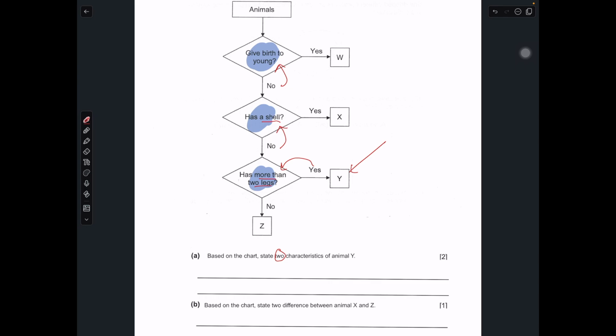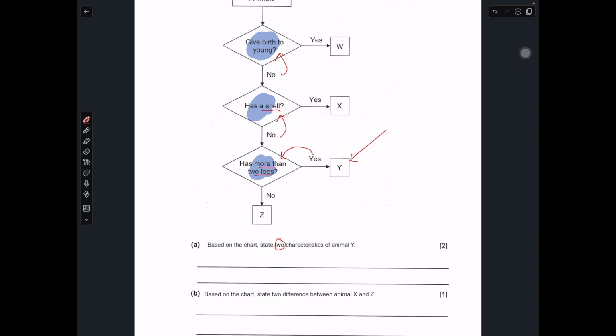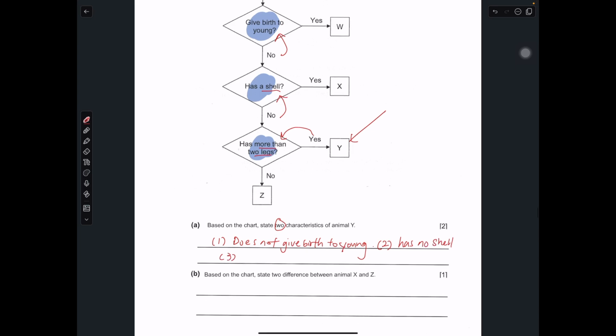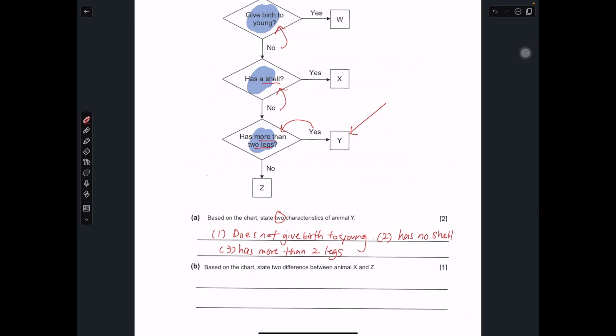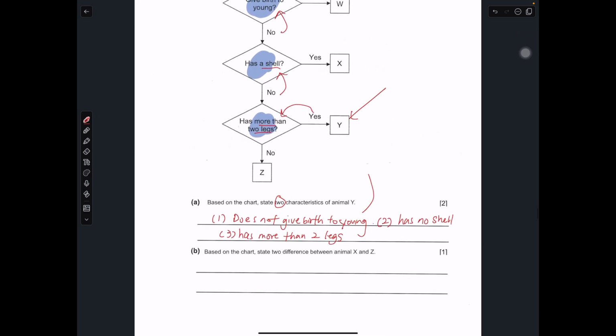So what are the characteristics? For Y, you could say it does not give birth to young. That will be 1. Number 2, you can say has no shell. Number 3, you can say has more than 2 legs. So this is given. All these are taken directly from the flowchart itself.